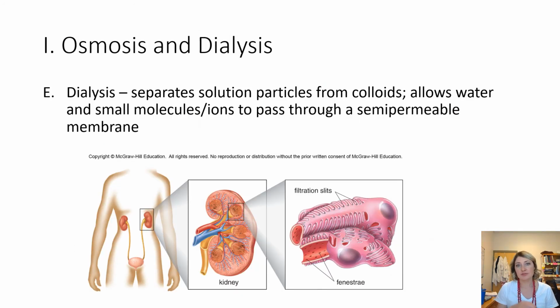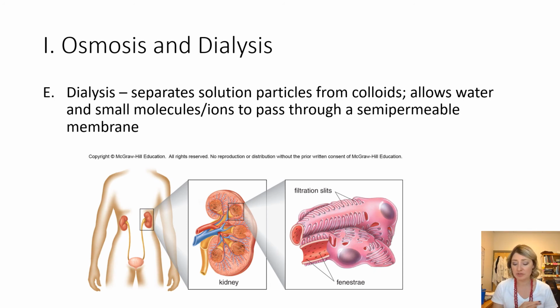In dialysis, we're separating solution particles from colloids. A dialysis membrane is going to allow water and small molecules as well as ions to pass through a semi-permeable membrane. This is a very selective process, and in your body we see this in the kidneys.